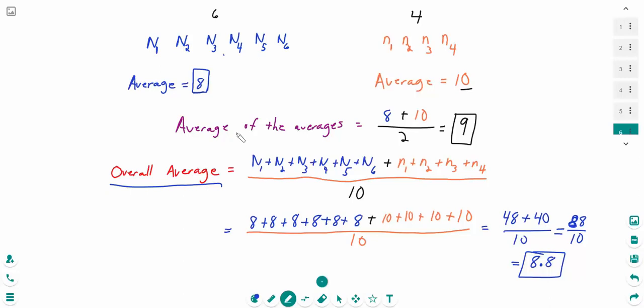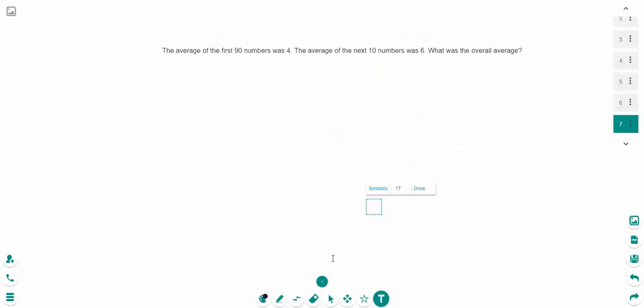Okay, let's try another problem, and hopefully this will make a little bit more sense to you. All right, so let's look at this problem and try this one out. The average of the first 90 numbers was 4. The average of the next 10 numbers was 6. What was the overall average? Well, go ahead and pause the video and try to do this on your own first, and then we'll do it together.